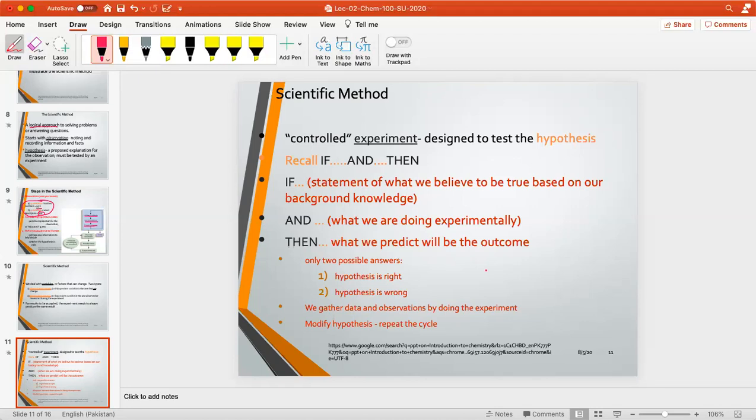So मैंने क्या मतलब predict करना है कि क्या होगा। Two possible होते हैं यहाँ पर हमेशा when you work with if and then, so there are always two possible answers. Number one is either the hypothesis is right or the hypothesis is wrong. You cannot go in the middle. Okay, so we gather data and observations by doing the experiments, and then we modify the hypothesis and repeat the cycle. Okay, so this is the way.